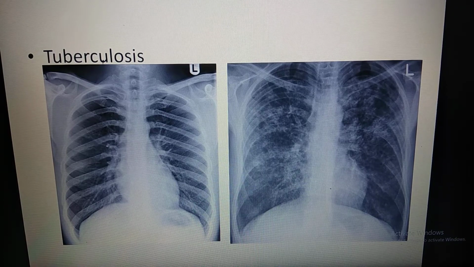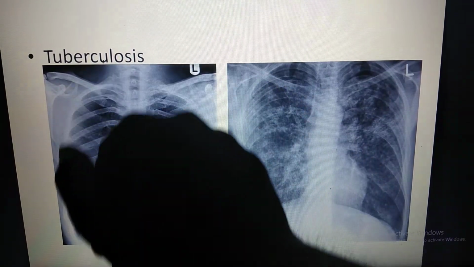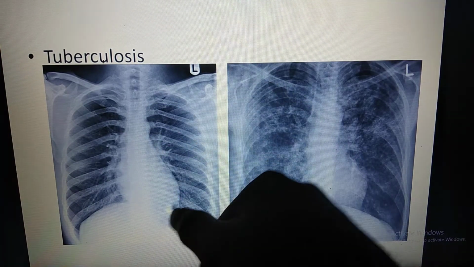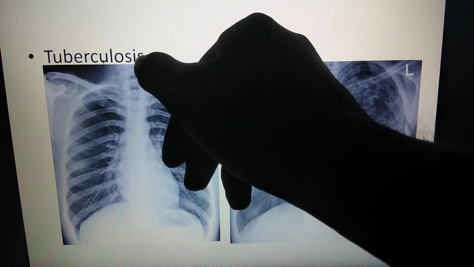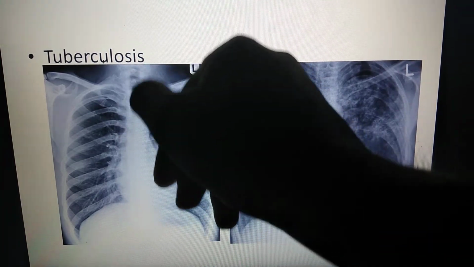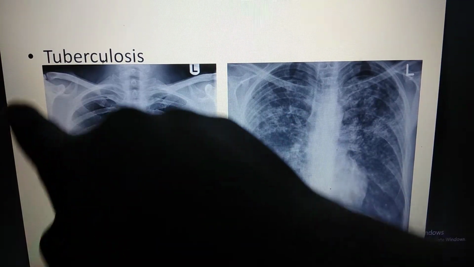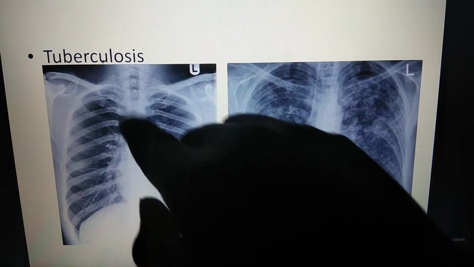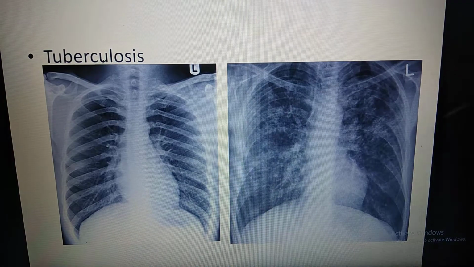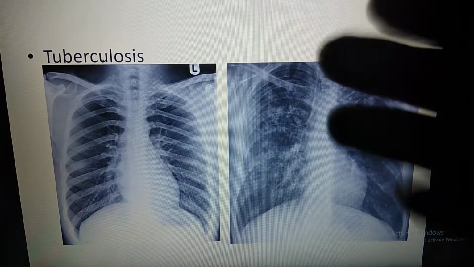Now another thing. Again, I'll just summarize. The whole thing is the lungs. This is your heart shadow. This is your spinous process, 1, 2, 3, 4. Then we have the trachea. Trachea contains air, which is why it appears black. This is the clavicle, and they are equidistant. This is the letter L, on my right side. If there was the letter R, it would be on my left side, as if the patient is facing towards me.